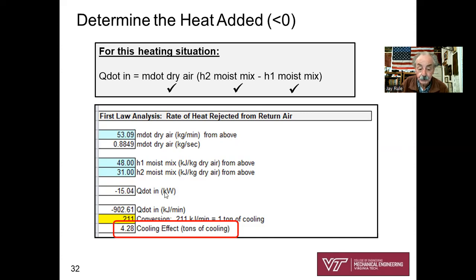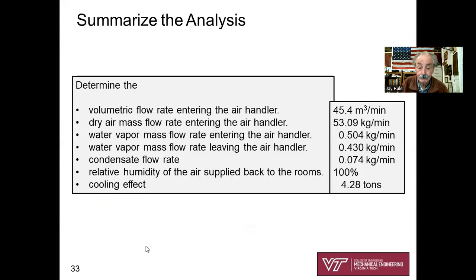Change that to kilojoules per minute. So I would multiply 15 by 60 to get 902 kilojoules per minute. And then my conversion, 211 kilojoules per minute is a ton of cooling. So my cooling effect is 4.28 tons of cooling for this situation. All right, and here's the results.